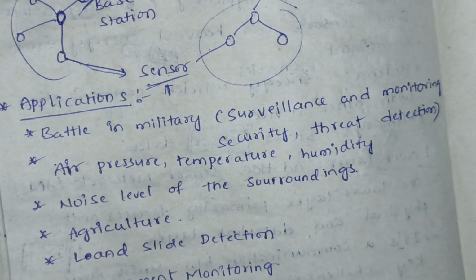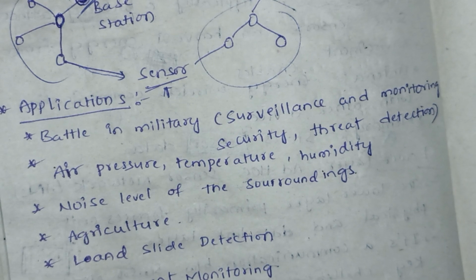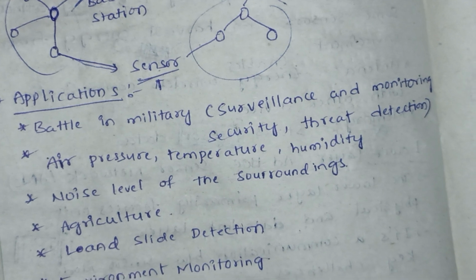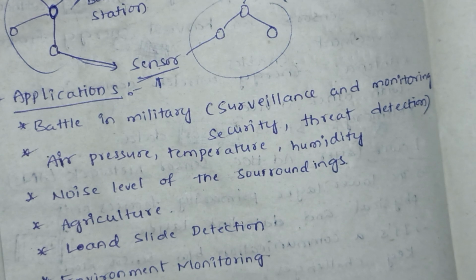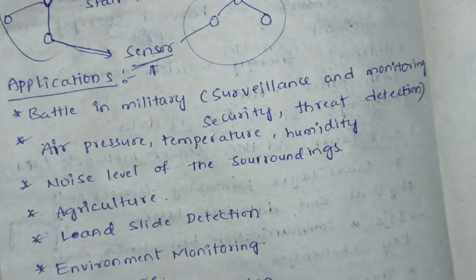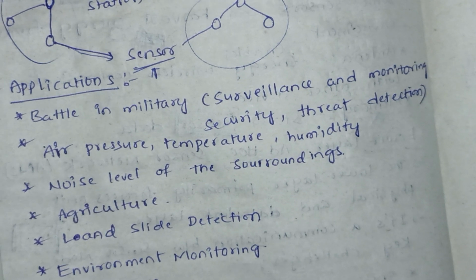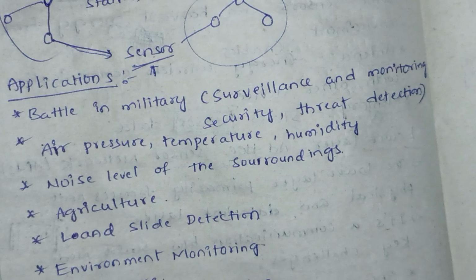Through that, the user can determine and understand what the air and humidity of the environmental conditions are, and the noise level of the surroundings. In agriculture also we are using WSN, wireless sensor networks, in different ways. Next, landslide detection, environment monitoring. As I already told, environmental monitoring is done by using sensors, right?